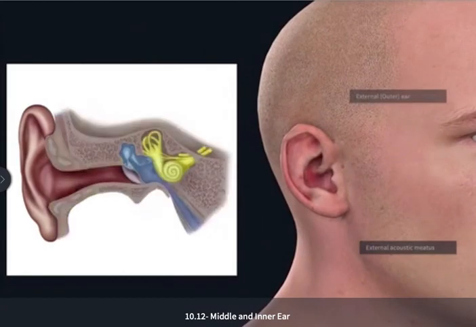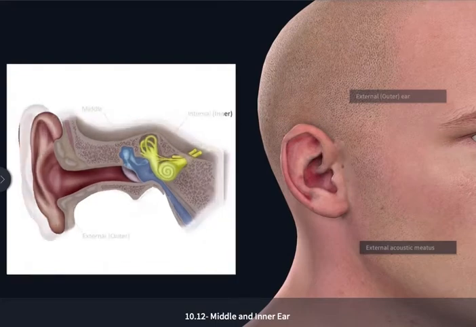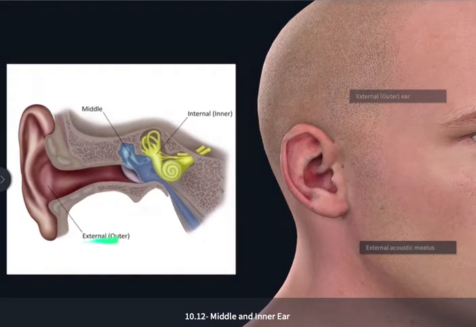Now, the other portions of our ear are going to be located within bony or skeletal elements within the temporal bone of our head. So in this illustration, we can see the three parts. The external or outer ear, which is made up of this elastic cartilage and the external acoustic meatus. Then we can see the middle ear, which is going to be a hollow chamber within this bone. And lastly, the internal or inner ear, which is actually within the bone itself and has multiple elements.